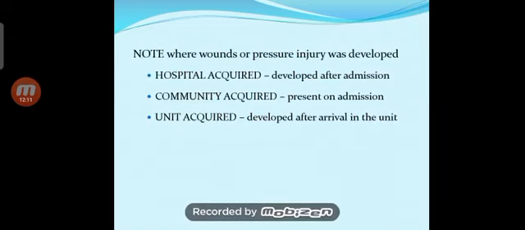Hospital-acquired pressure injury is any pressure injury or wound developed after admission. Community-acquired pressure injury is a pressure injury documented as present on admission. Documentation of community-acquired pressure injury is important because if not noted on admission, the pressure injury will be considered a hospital-acquired pressure injury. Unit-acquired pressure injury is any new pressure injury developed after arrival in the unit.